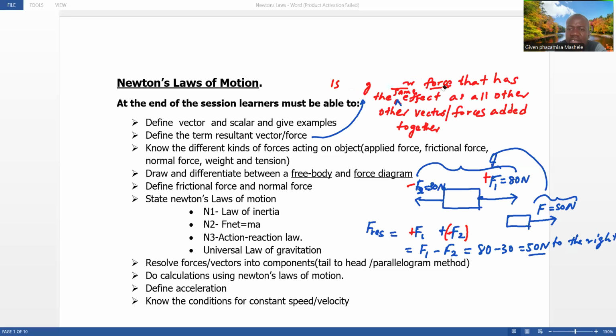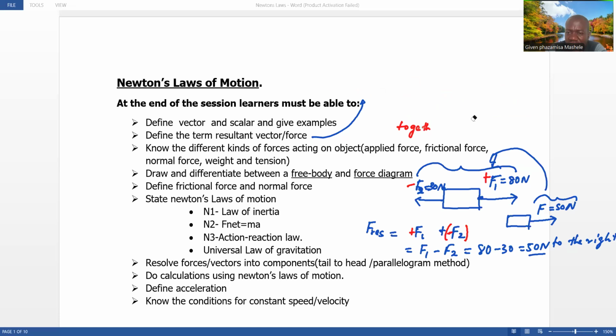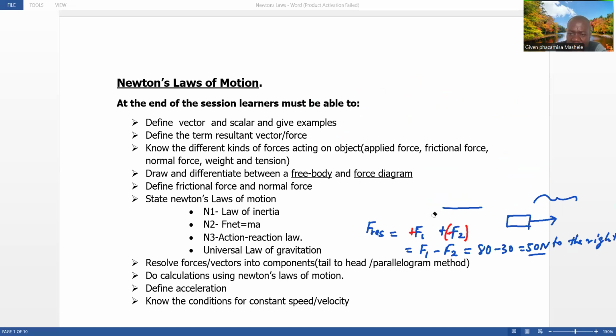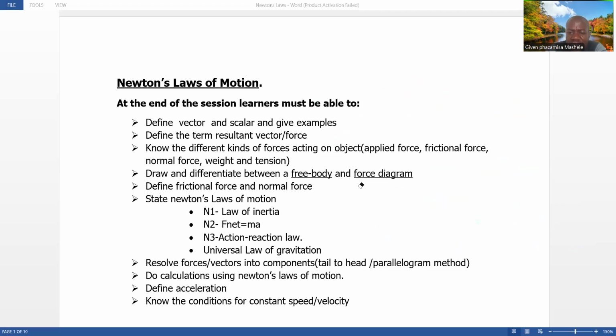So a single vector or a single force that has the same effect as all other vectors or forces added together, that is called a resultant force or resultant vector. So this is needed for all the grades. So that's why I have to explain them. Okay, now we went through the definition, the resultant effect.